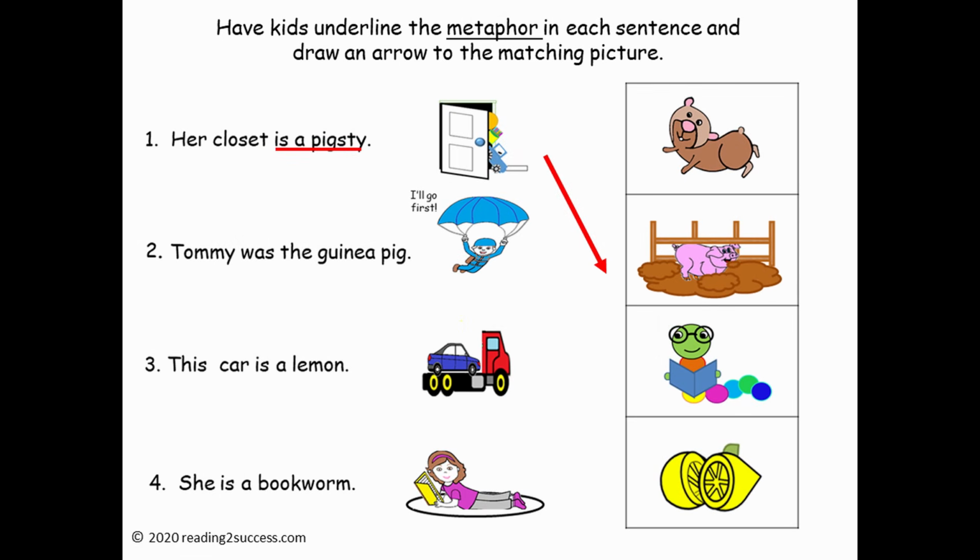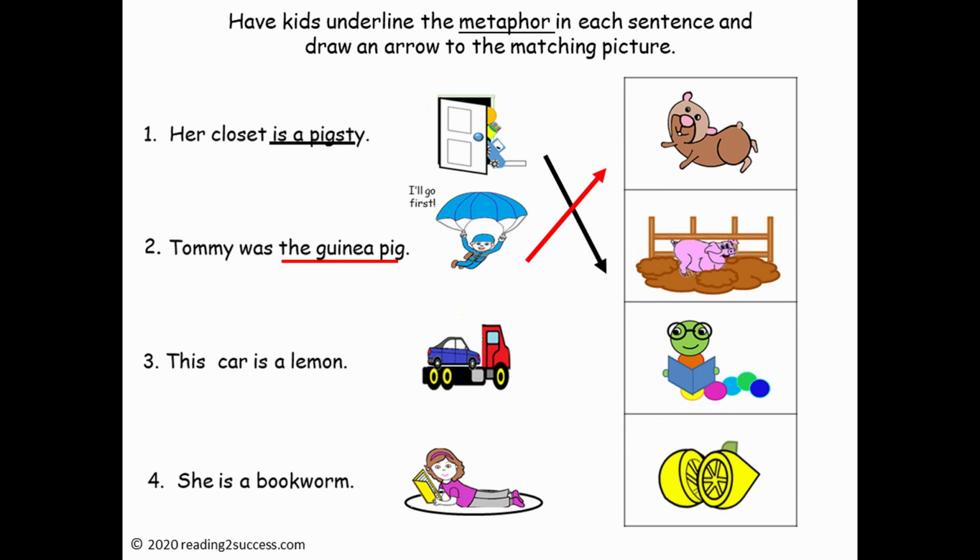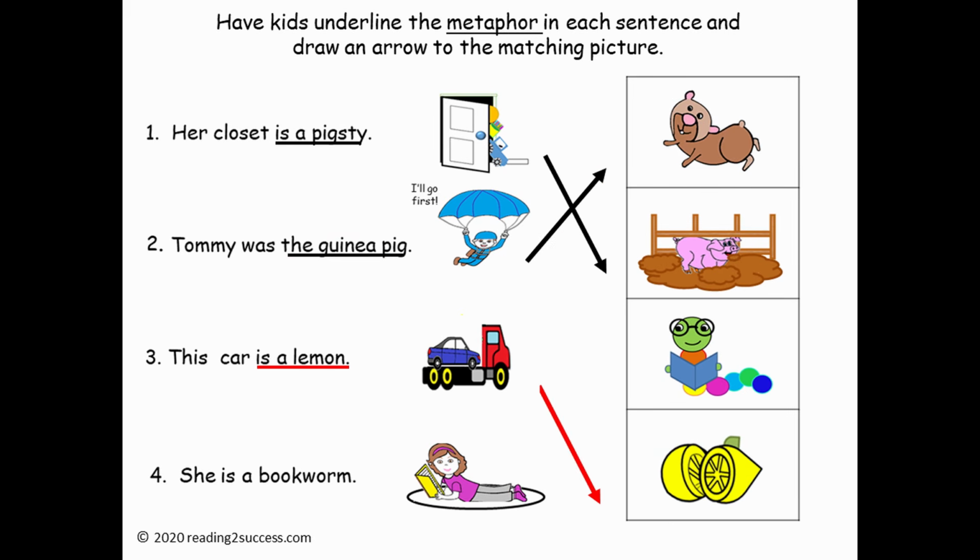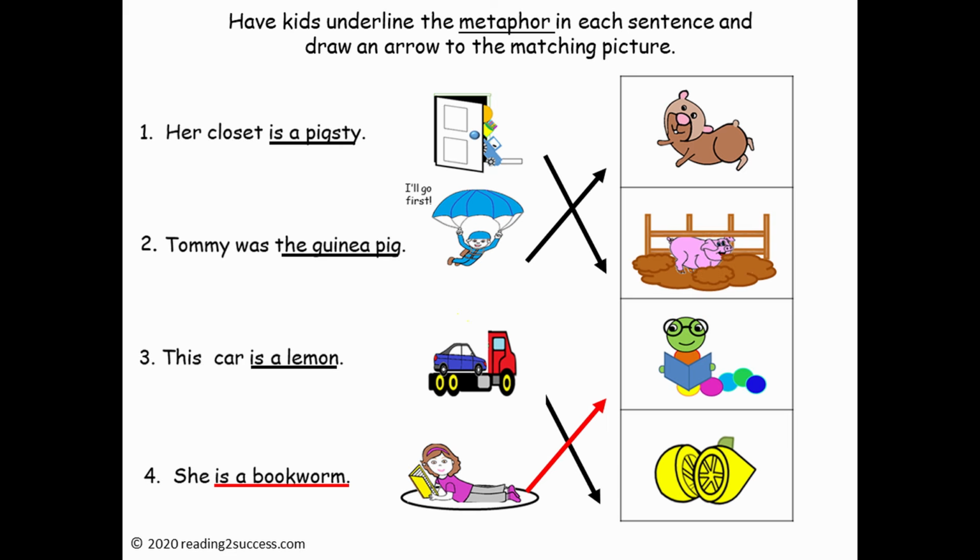Now have kids finish the rest of the sentences, drawing an arrow to the matching picture, and if they need help, that is fine. Tommy was the guinea pig. The car is a lemon, and she is a bookworm.